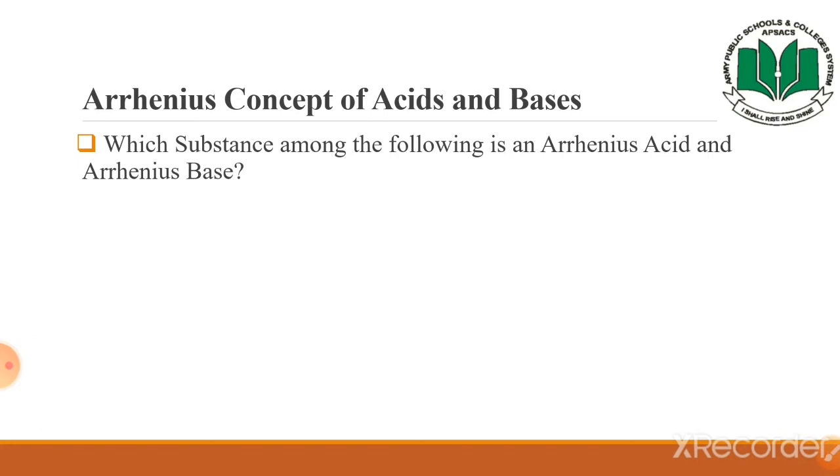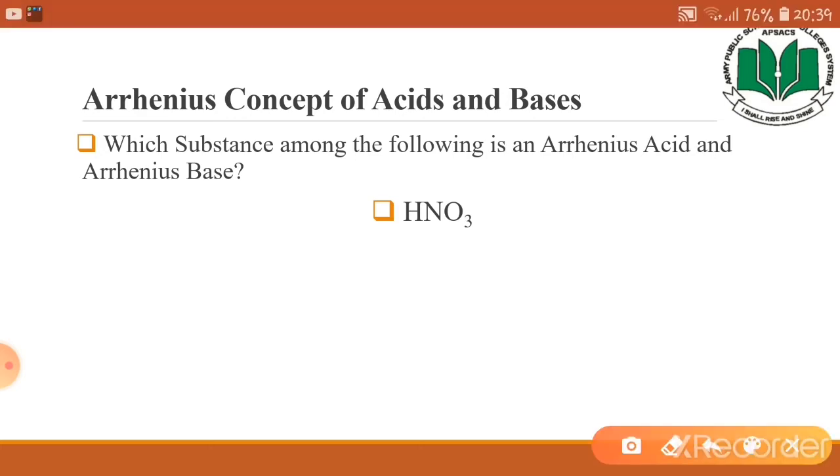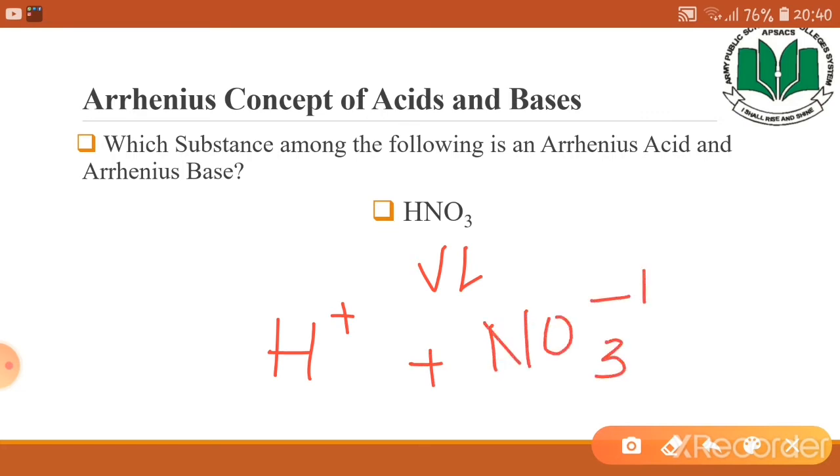Identify the substances as an Arrhenius acid or as an Arrhenius base. The first substance is nitric acid. We know that when nitric acid is dissolved in water, it results in the formation of hydrogen ion as well as the nitrate ion. Now, since there is an increased concentration of hydrogen ion in the aqueous solution, we will consider this substance as an Arrhenius acid.